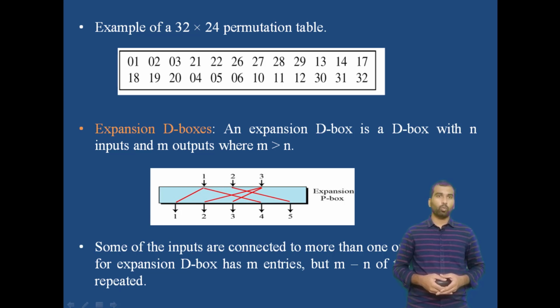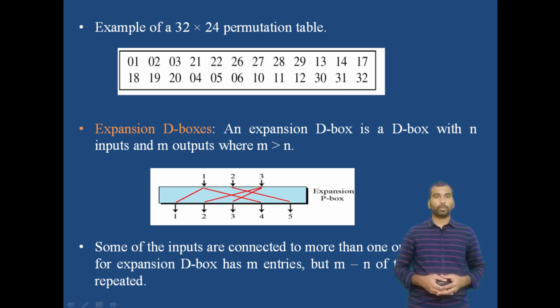Okay, that means 1 to 32. Those are the inputs, but I am getting only 24 outputs. The remaining 8 bits are blocked. That is the compression D box.